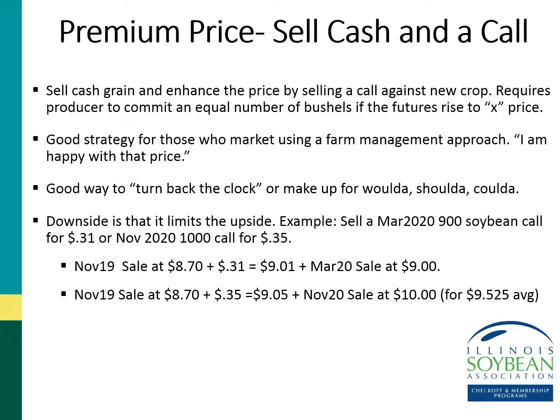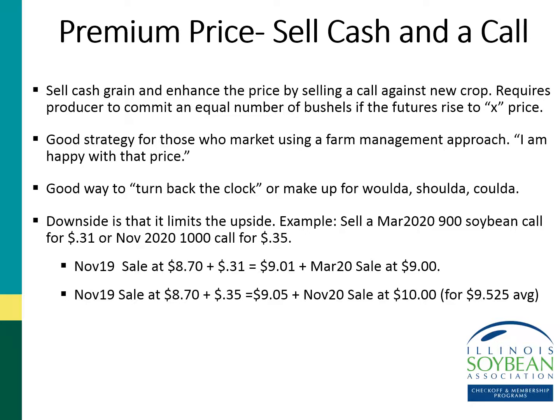Also, a good way to turn back the clock when we tell ourselves, gee whiz, I wish I'd have sold at $9, and now that we're at $8.70 or $8.65, it makes up for woulda, shoulda, coulda by allowing you to capture that price that perhaps you missed. So the downside, though, is that it limits the upside to whatever that strike price of your call might be. So we're going to use two examples, one using a March 2020 $9 soybean call, and another example using a November 2020 against next year's crop, a $10 call for 35 cents.